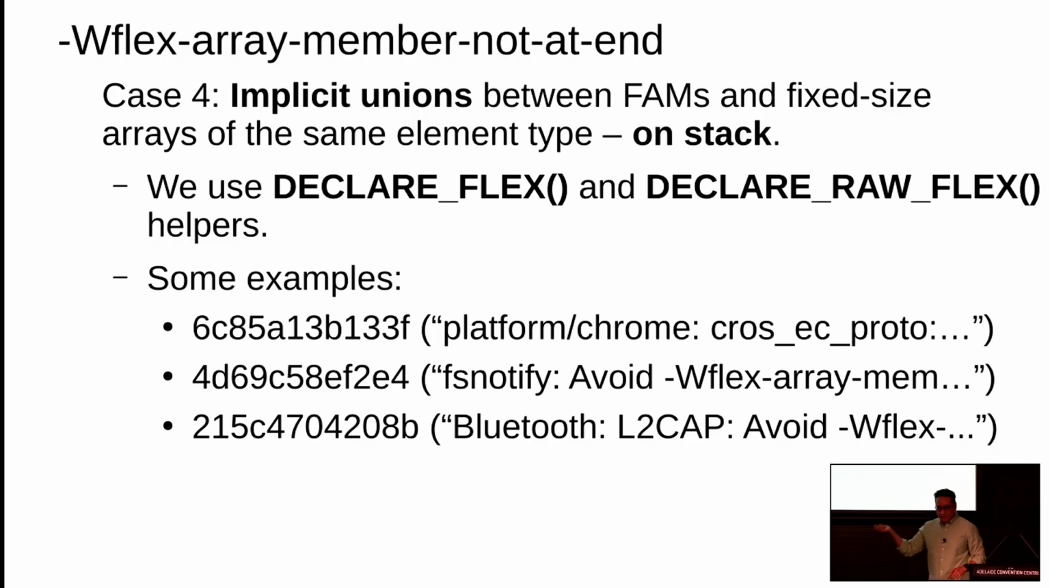We have DEFINE_FLEX, DECLARE_FLEX, and DEFINE_RAW_FLEX. DEFINE_FLEX is used when the flexible structure is annotated with the counted_by attribute, right? So what DEFINE_FLEX does is that now that we have a counter member, we can also at the same time initialize that counter member, right? And well, here are a few examples of some commits. If you are curious, you can take a look and you can see how these issues are being fixed.